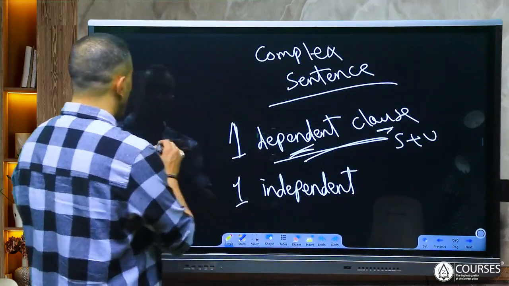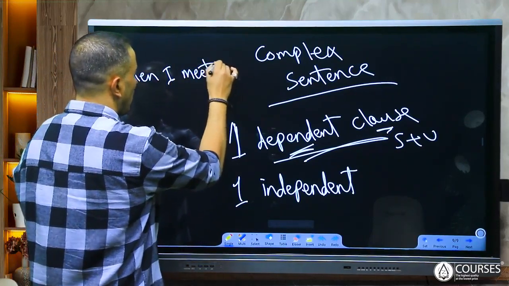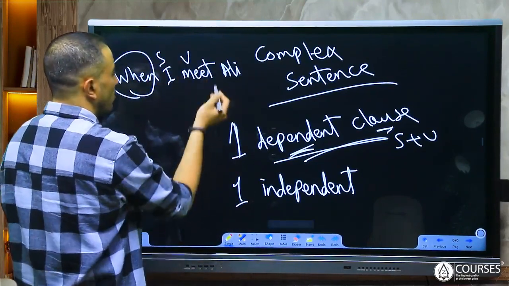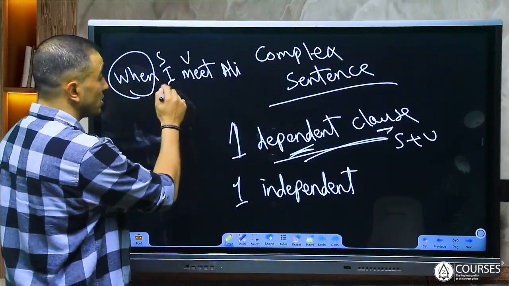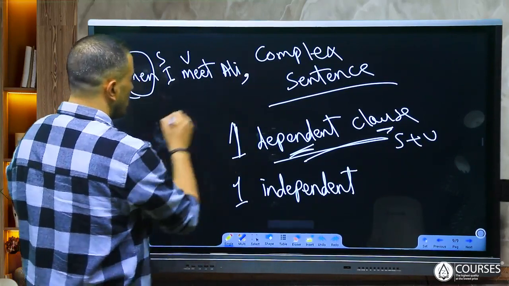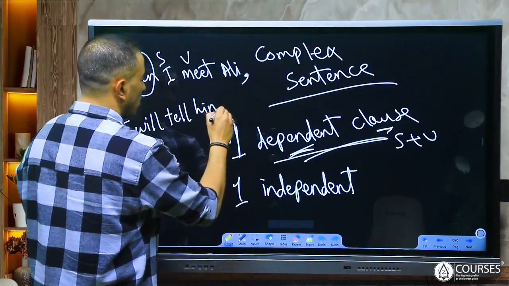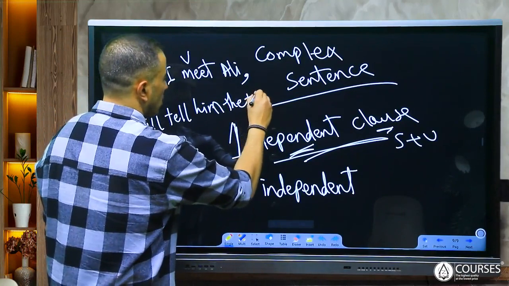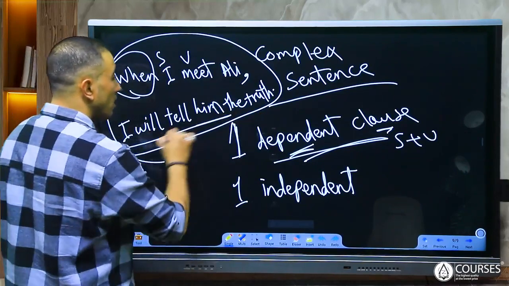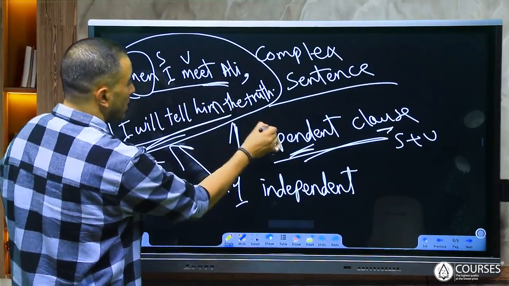For example, when I meet Ali. When you meet Ali, what will happen? When is the conjunction, I the subject, meet the verb. When I meet Ali, it has a subject plus a verb, but it doesn't give me a complete idea. When I meet Ali, pay attention. When I meet Ali, I will tell him the truth. Now, it gives me an idea. This one is the independent clause, and this one is the dependent clause.